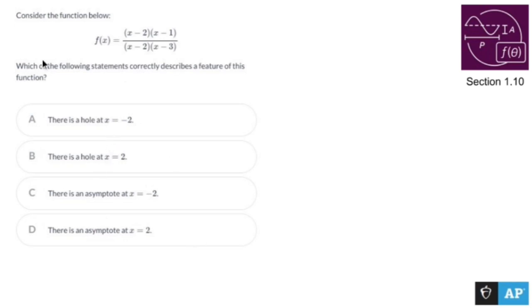So before I even look at the options, let's see: hole, asymptote. What we have is, since upstairs and downstairs have the same exact factor, that tells me that there is a hole at the number that makes this factor 0, and the number that makes that factor 0 is 2. 2 minus 2 is 0. I have a vertical asymptote then at the number that makes this bottom one 0, at 3. I have a 0 at 1, but I don't have to worry about that.